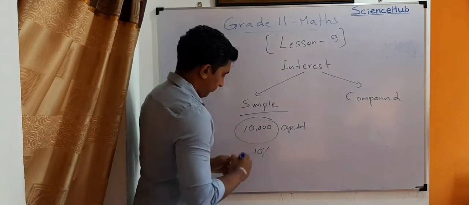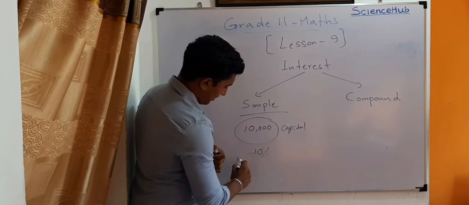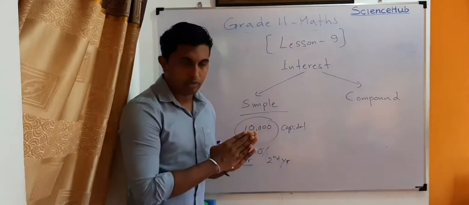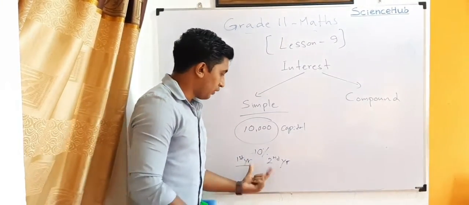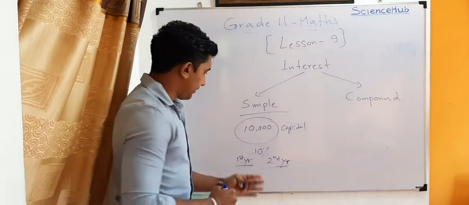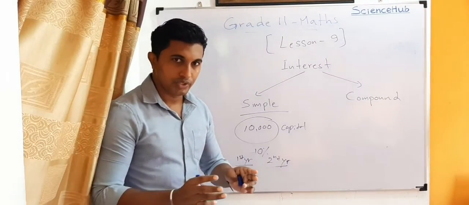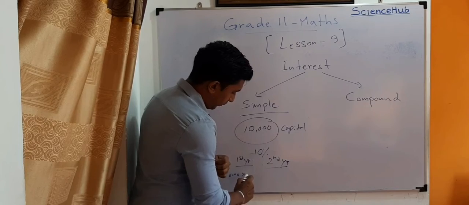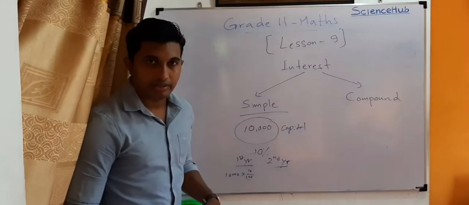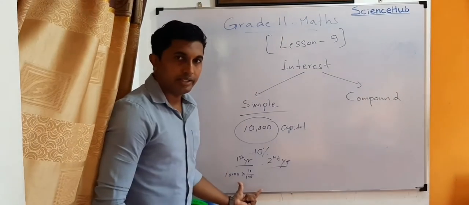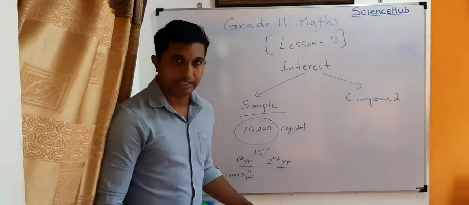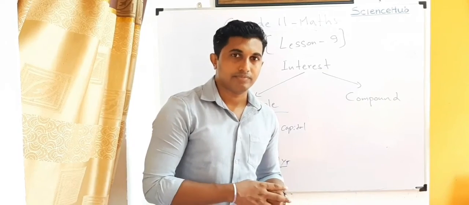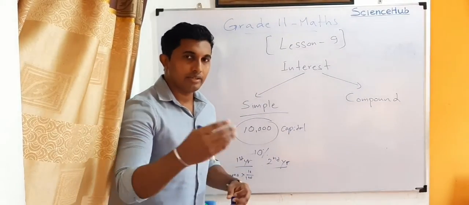Consider the first year and second year. You have deposited this 10,000 with 10% simple interest for 2 years. How could you calculate the interest for the first year? You have to use this method: multiply the capital 10,000 by 10 out of 100. By this method you can find the interest for the first year, and then you can add that interest to the capital to find the total amount you can take after the first year.